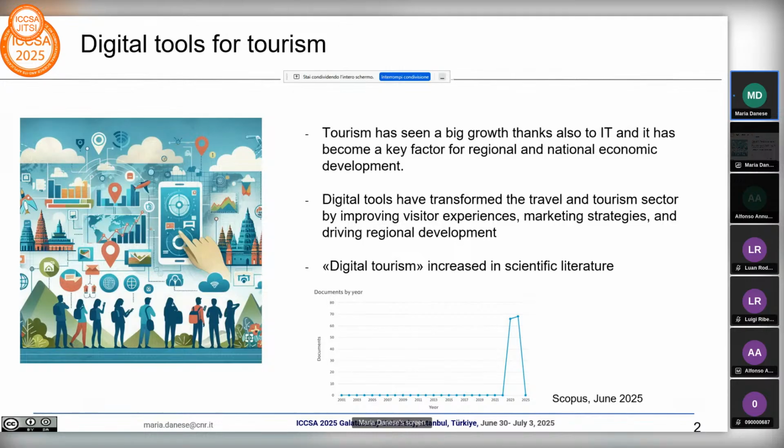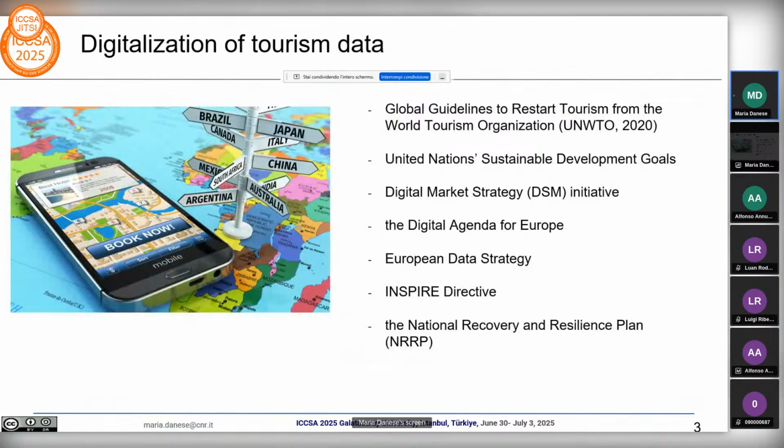Because of these changes, the idea of digital tourism has become more popular, not only in real life, but also in academic studies. For example, if we search the term digital tourism on Scopus, we found the paper number is growing every year.